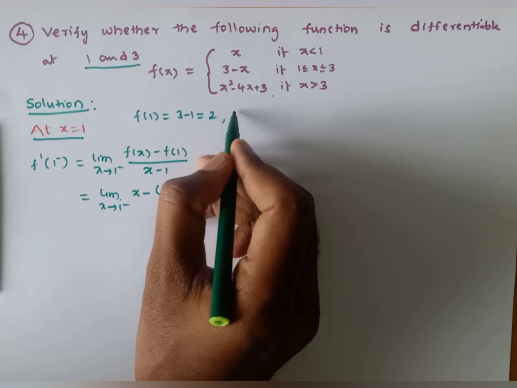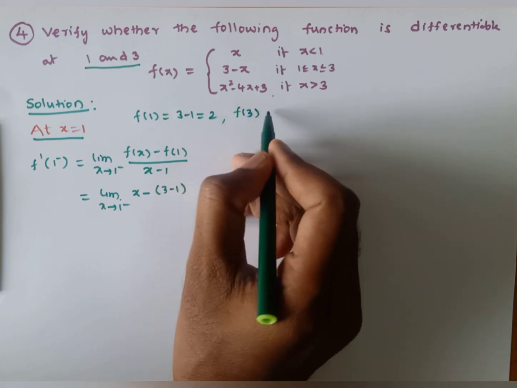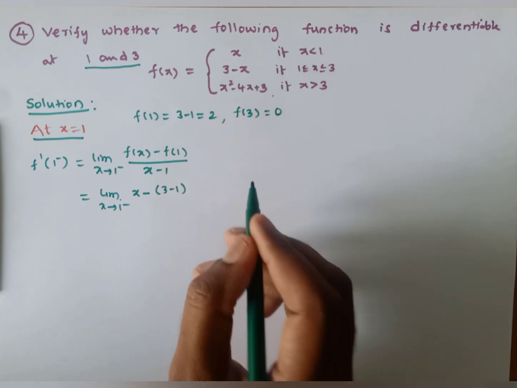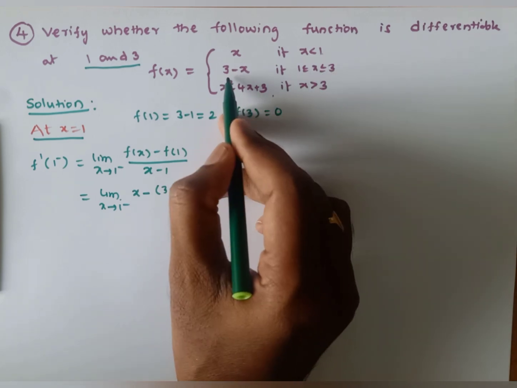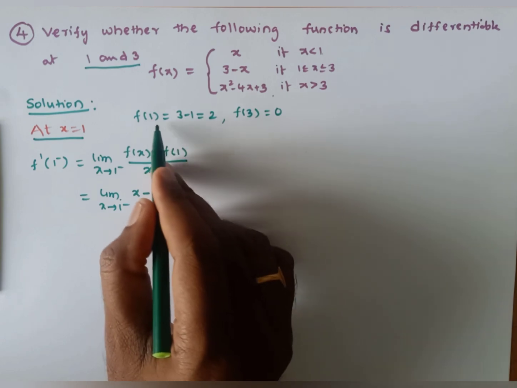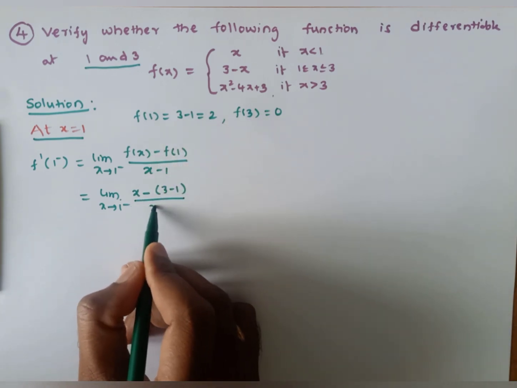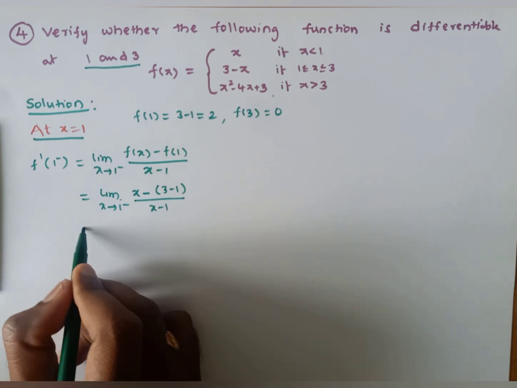And similarly f of 3 also comes, so find f of 3 as well. f of 3, what is it? Same function, so 0. The equal symbol is here, so we need to consider this function 3 minus x. So f of 1 value is 2, f of 3 is 0. Okay, leave it. Now this is divided by x minus 1.